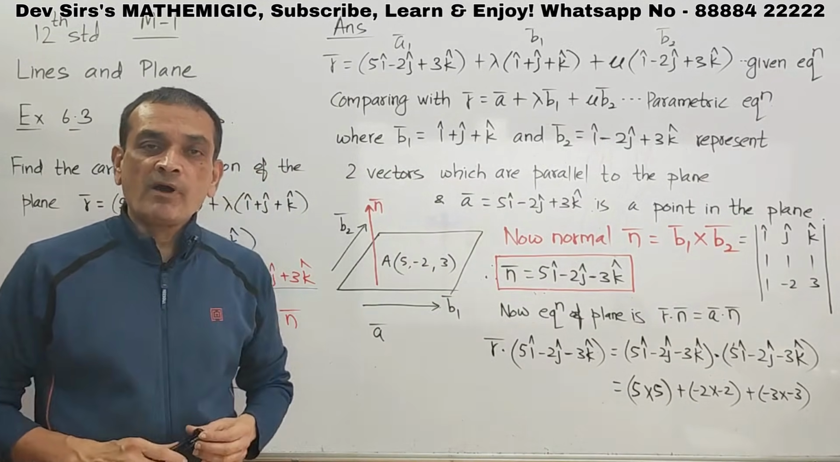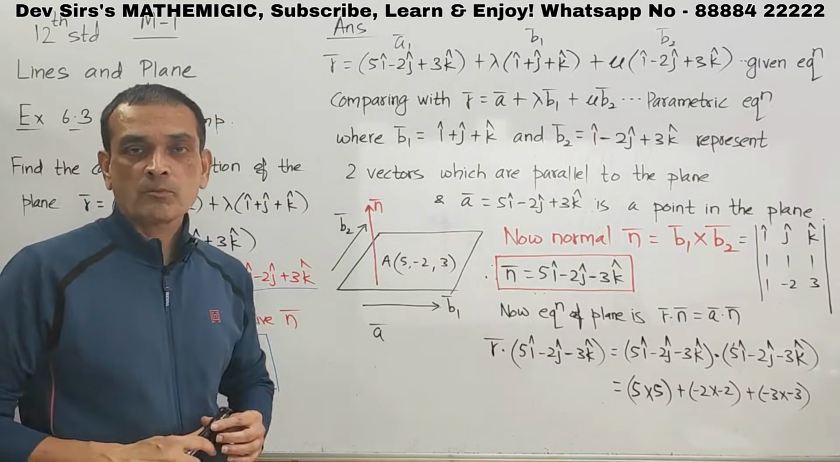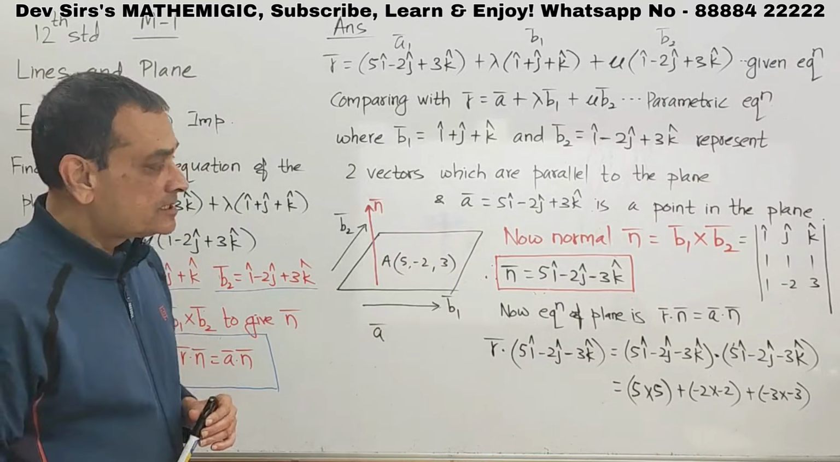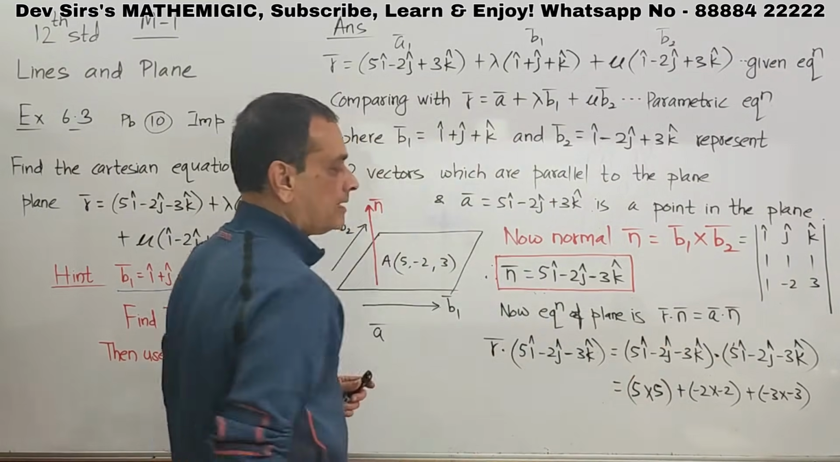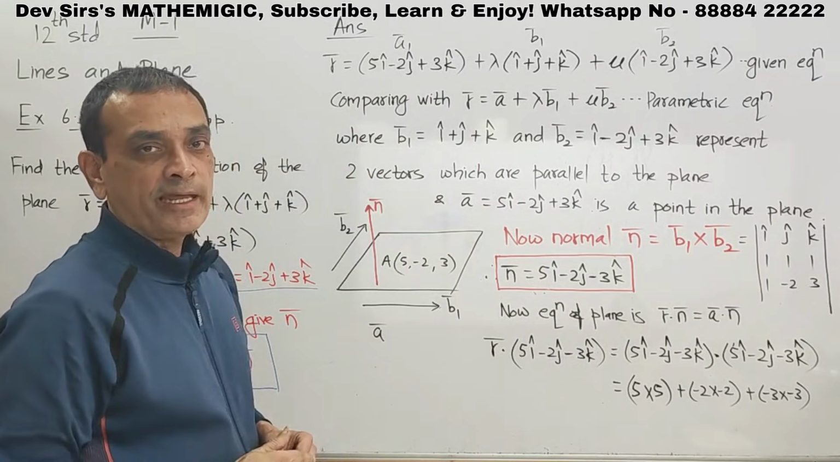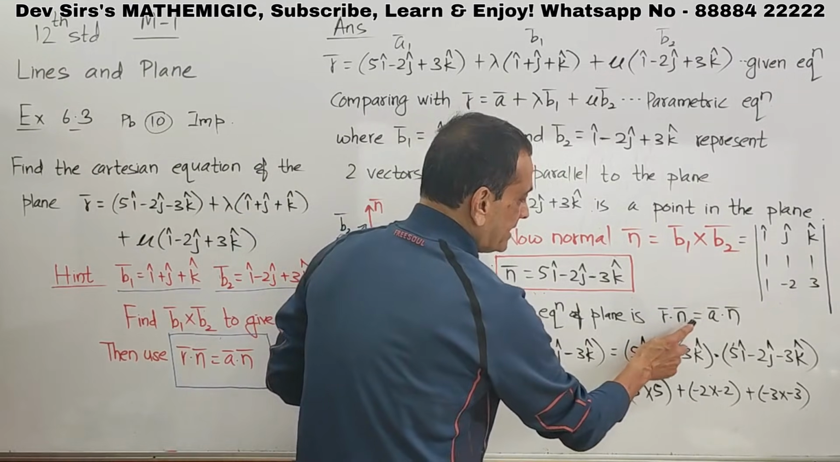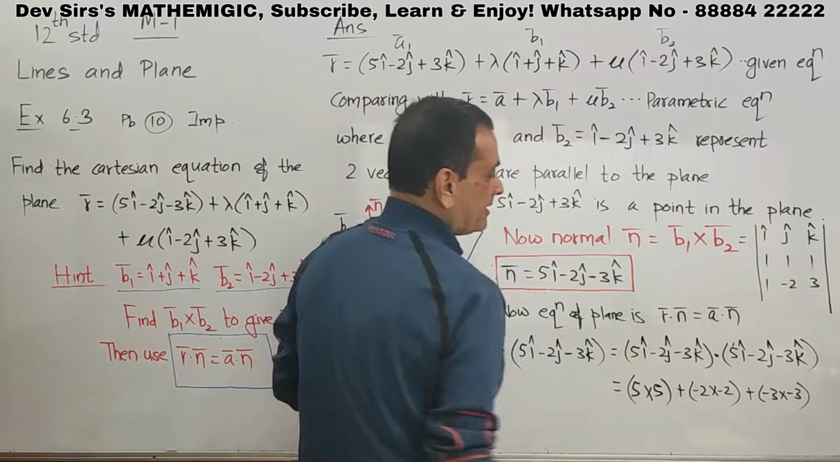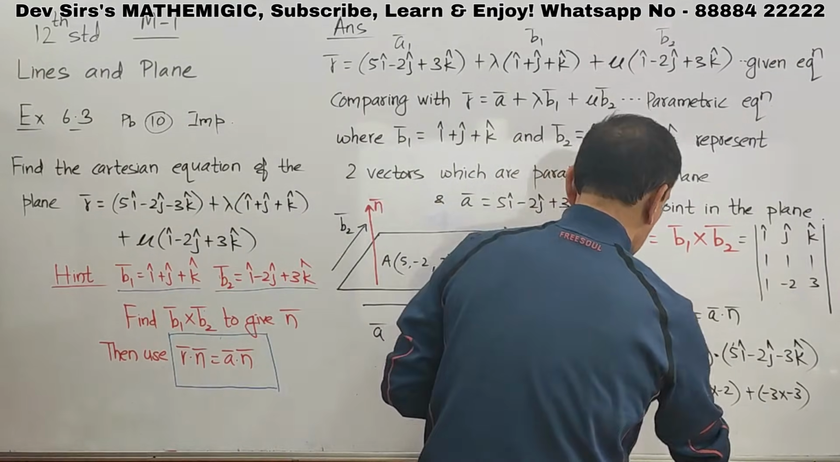Now, why is the normal required? Because this is the basic equation of the plane. Without the normal, you cannot find the equation of the plane. So R dot n bar is equal to A bar dot n bar. That is the important formula for all planes.